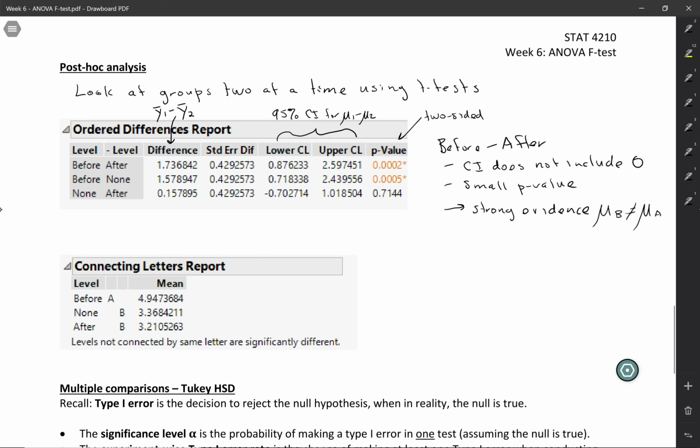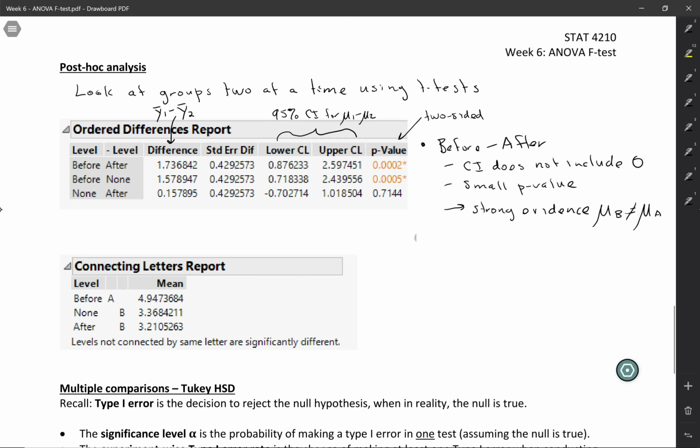We can also say something about the size of the difference, right? It could be as small as less than 1 point, or it could be as large as over 2.5 points. The confidence interval gives us that range. So this was the comparison for before minus after.